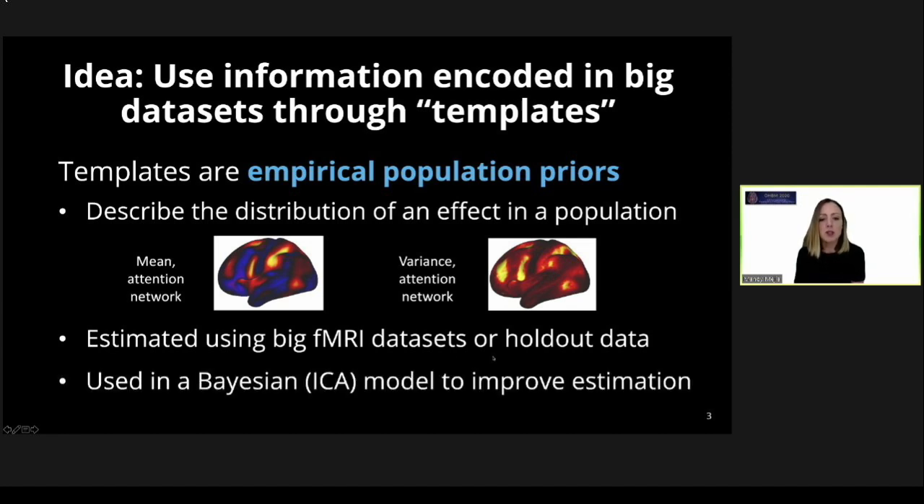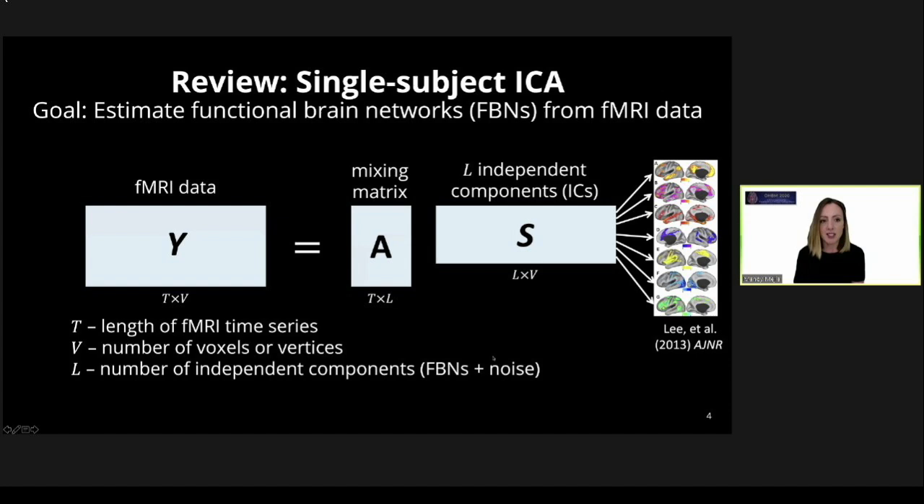They can then be used in a Bayesian model to improve estimation of the same effect in a separate data set. And here I'm going to be specifically talking about a Bayesian ICA model. Before I present that model, I want to give a brief review of single subject ICA.